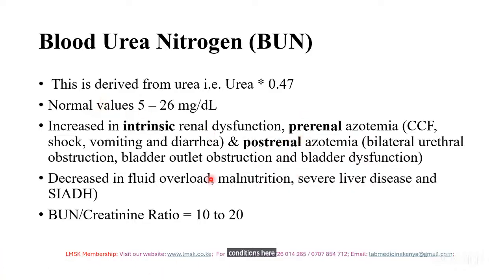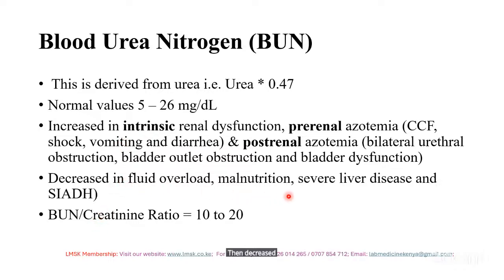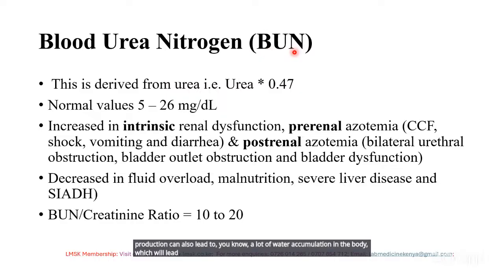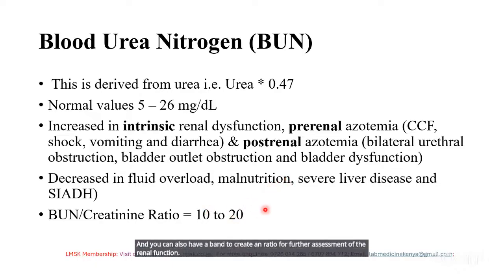But now you correlate with the patient's history, and then you can be able to tell if this is prerenal, postrenal, or intrinsically renal. Then it is decreased in fluid overload, malnutrition, or severe liver disease because of the ineffective ornithine cycle. Also the syndrome of inappropriate ADH production can lead to a lot of water accumulation in the body, which will lead to decreased BUN. We can also have the BUN to creatinine ratio for further assessment of renal function, which is supposed to be between 10 to 20.